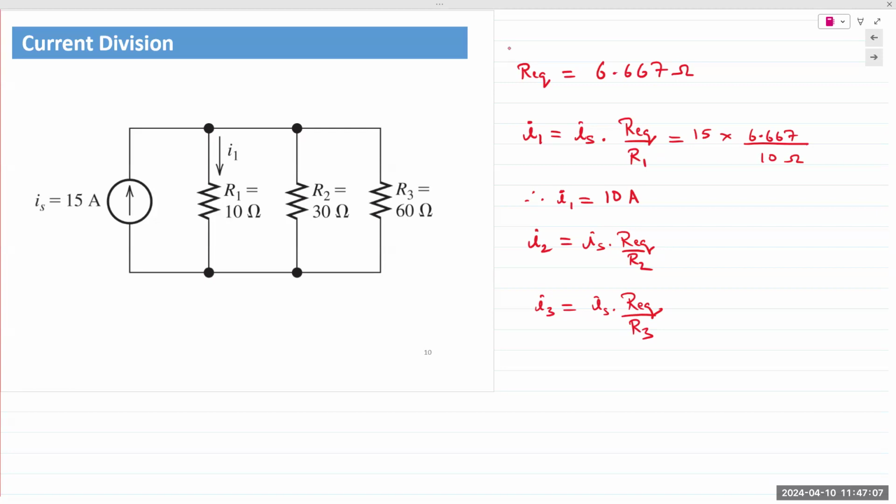Okay, any questions? So again, current division and voltage division are not analysis techniques per se. They are shortcuts derived from Ohm's law. I will not ask you to show me the derivation. What I will always ask you is to show me the application of any analysis technique that we learn in this class. These are all tools in your toolbox. You show me that you can use the tool, you can apply these techniques.